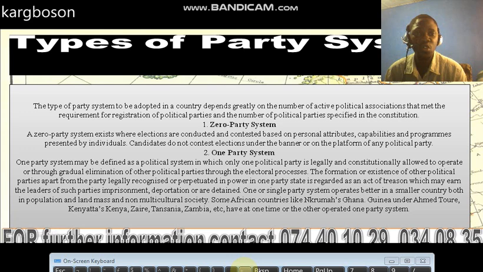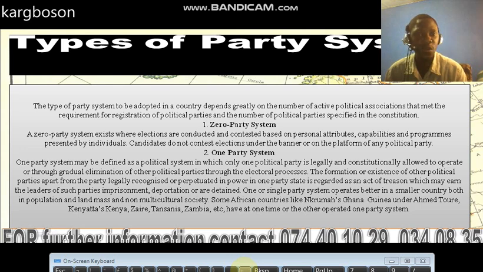One, it depends on the number of active political associations that meet the requirements of that country, or the procedures for them to be registered as political parties. Then of course, it is also based on the specified number of political parties in that constitution.